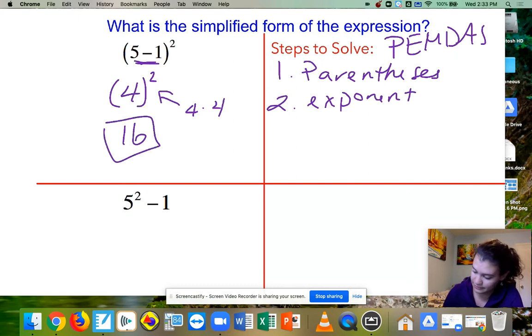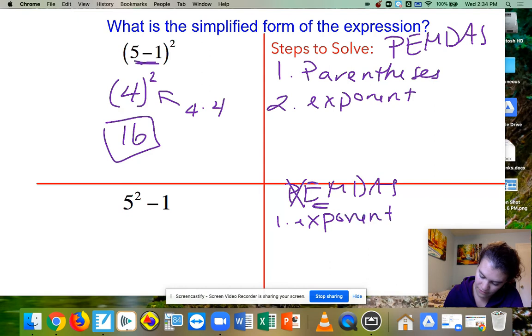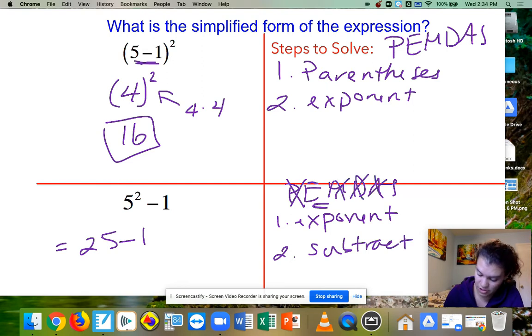All right, next one. We don't have any parentheses, so if we write PEMDAS here, we don't have any parentheses, so that's good, but we do have an exponent. So 5 squared would be 25 minus 1. It's our first step. And then we need to subtract, because there's no multiplication, there's no division, and no addition. And you'll get 24 as your answer.